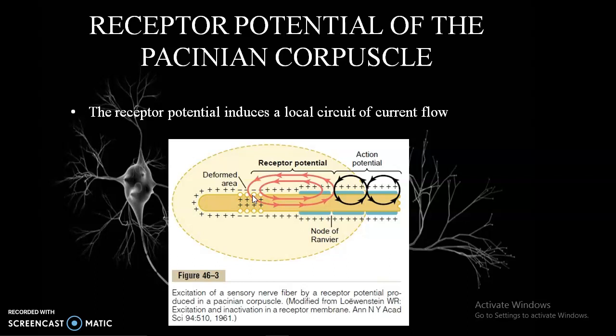Now the receptor potential in turn induces a local current, a local circuit of current flow, shown here by the red arrows. At the first node of Ranvier, which is located inside the capsule of the Pacinian corpuscle, the local current flow depolarizes the fiber membrane. Here the sodium ions diffused inside, creating a negative charge outside and a positive charge inside. Again at the node of Ranvier, it starts to depolarize and sets off a typical action potential, which is transmitted along the nerve fiber from the base of this Pacinian corpuscle towards the central nervous system. So that is how receptor potential is generated, and how receptor potential elicits action potential, shown with the example of Pacinian corpuscle here.